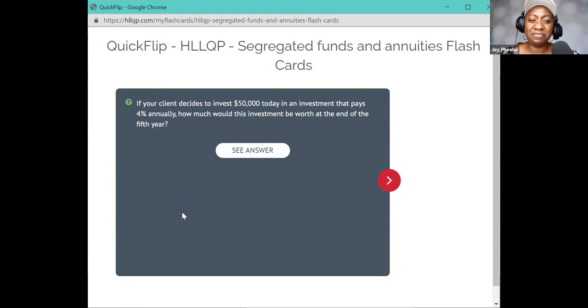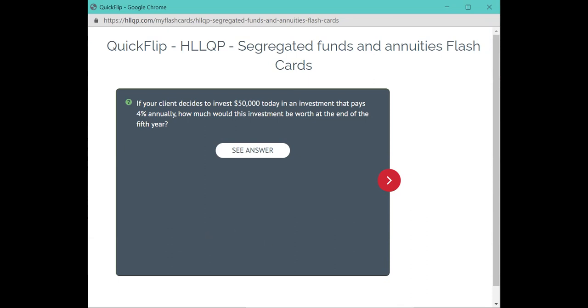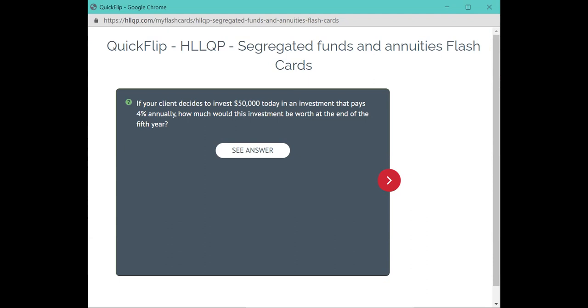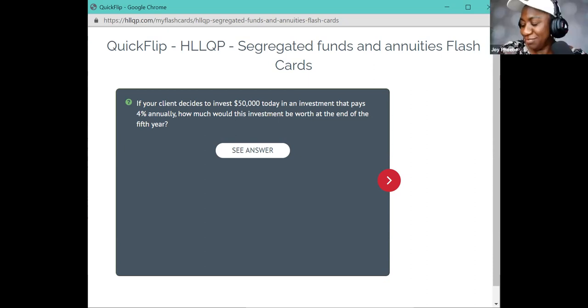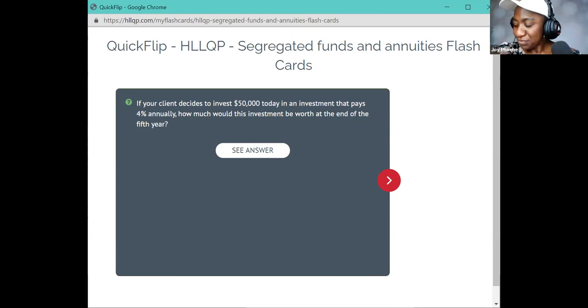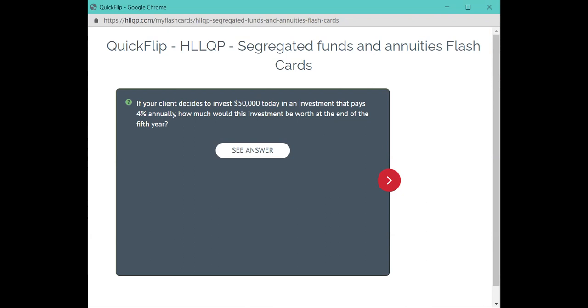If your client decides to invest 50,000 today in an investment that pays 4% annually, how much will this investment be worth at the end of the fifth year? This one is future value. I think I remember the formula. Future value is present value multiplied by, in brackets, one minus the interest rate, percentage. If the interest rate is 3% or whatever. Okay, so the interest rate is 4%.